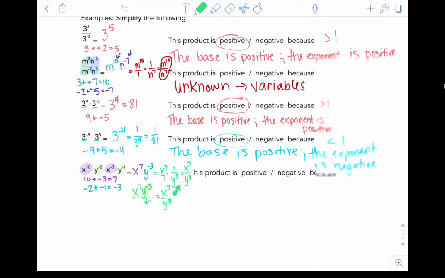I don't know if this product is positive or negative because it's variables. So I'm going to put unknown because of variables.